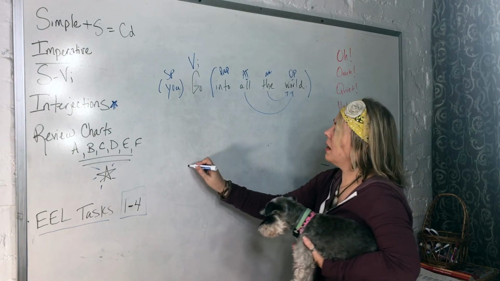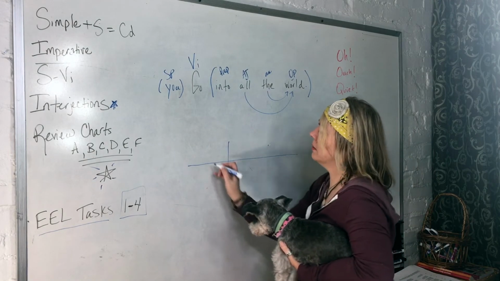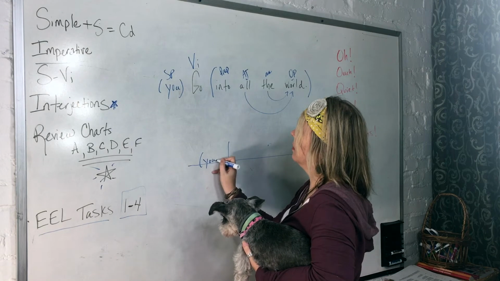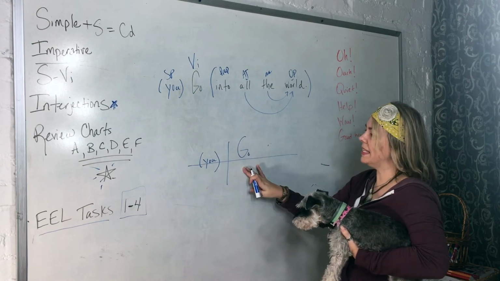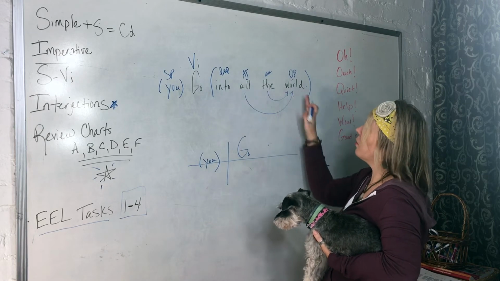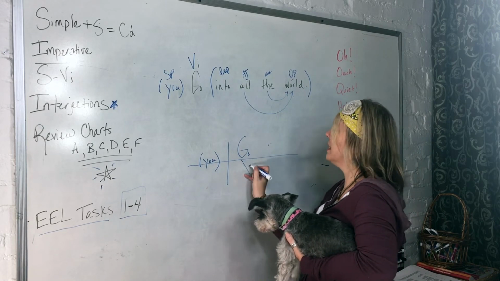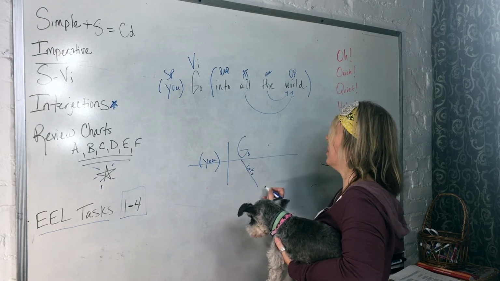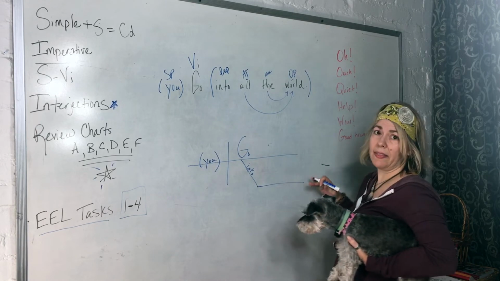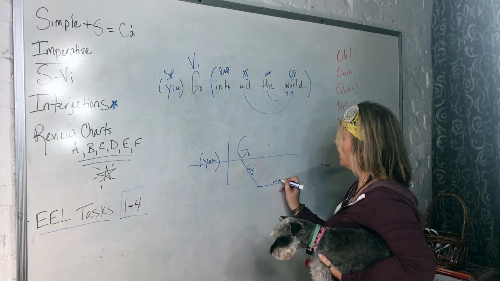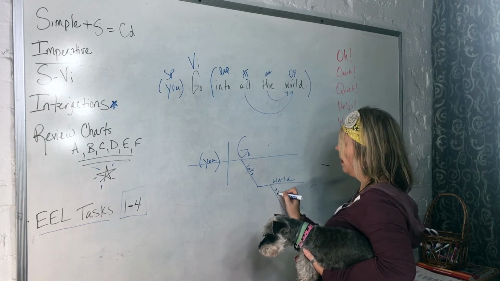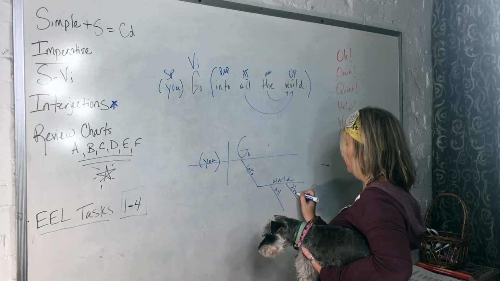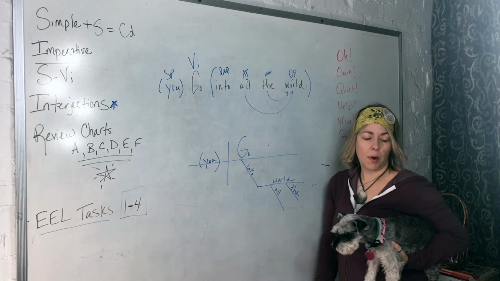So the way that this would go would be you, and I would make my G really big to know this is the start of my sentence. And then into all the world, prepositional phrases start on the slant. That's where the preposition goes. On this line, the object of the preposition, world, into all the world.